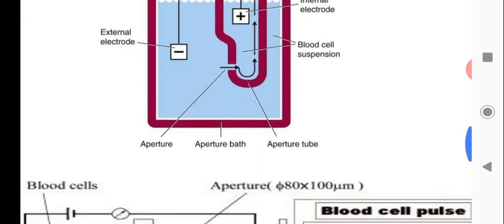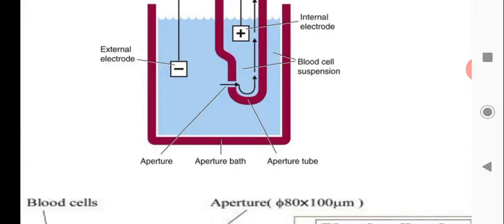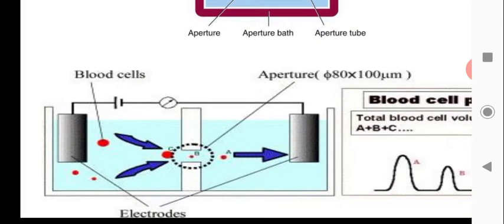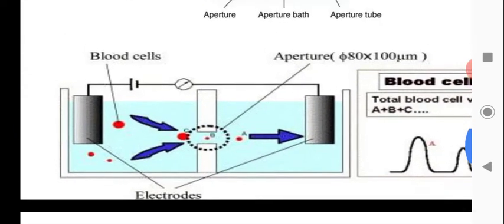Here we have the aperture bar. In this aperture the blood cells are being transported. We can see the aperture is 80 by 100 micrometer. As I told you, this is the total opening width of this aperture. The blood cell is about 40 micrometer, so it can easily pass through this aperture.